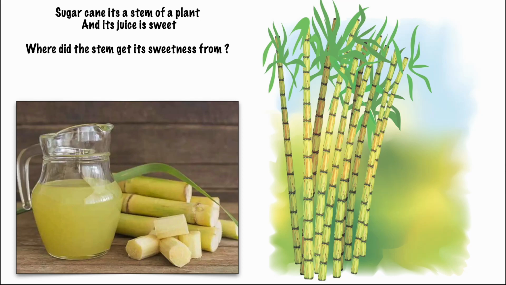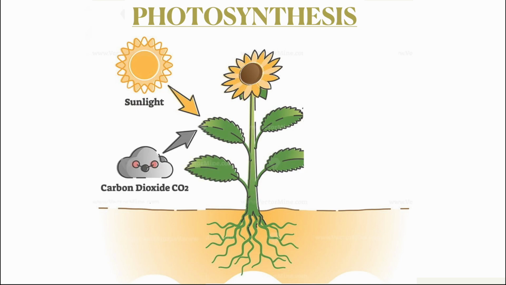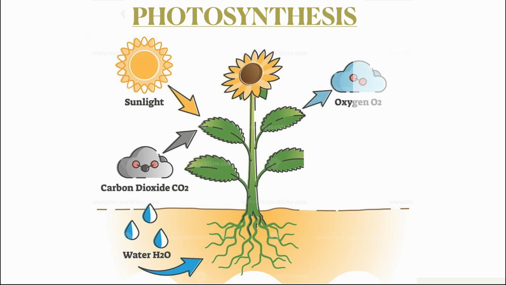Sugarcane is a stem of a plant and its juice is sweet. But where did this stem get its sweetness from? From photosynthesis. Now let's see how this sugarcane produces sugar through the process called photosynthesis. The plants take in sunlight, carbon dioxide and water, and they basically convert it into oxygen and sugars.